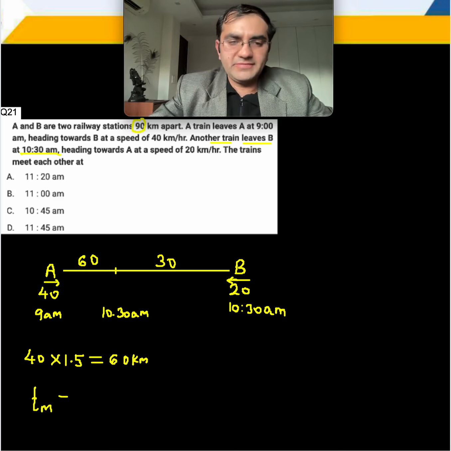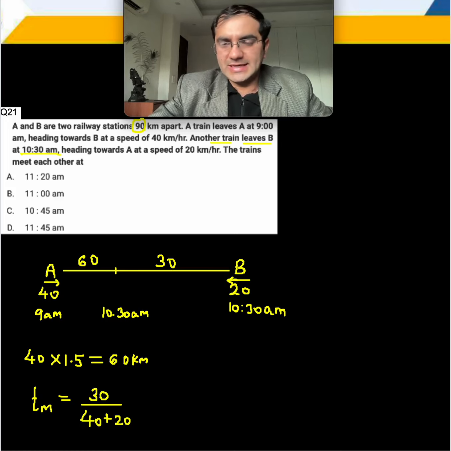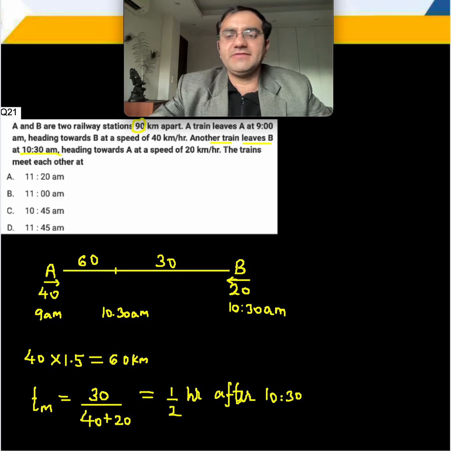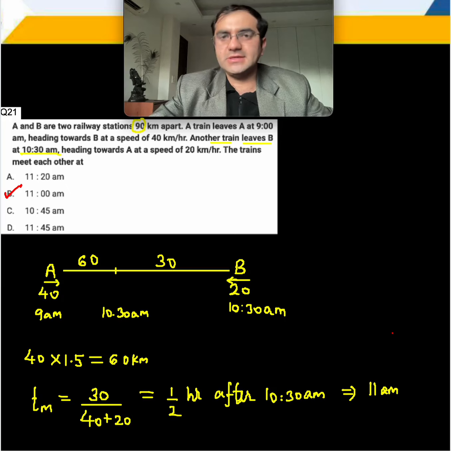Time of meeting is distance between them, 30, divided by relative speed. The sum of speeds is used because they are moving towards each other, 40 plus 20. This calculation has been done at 10:30 a.m. That's half an hour. After 10:30 a.m., that becomes 11 a.m. So 11 a.m. is your right answer, B part. And that was a straightforward question.